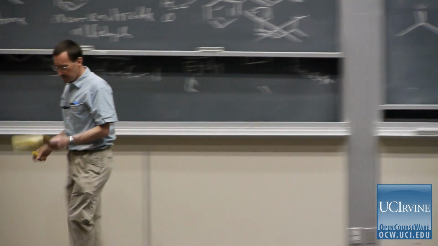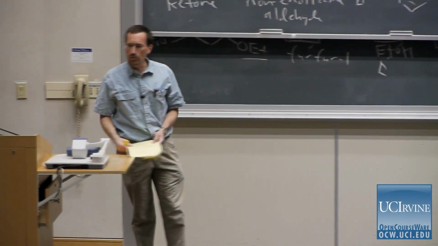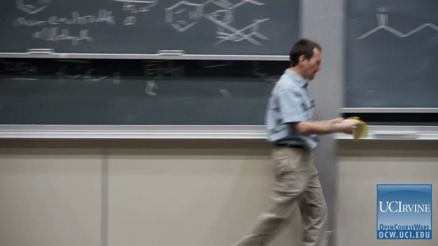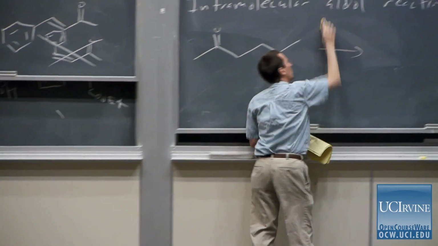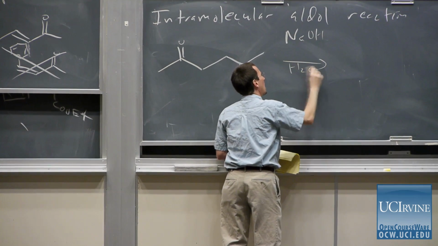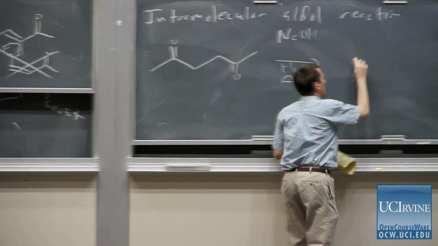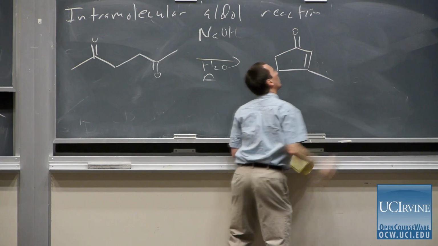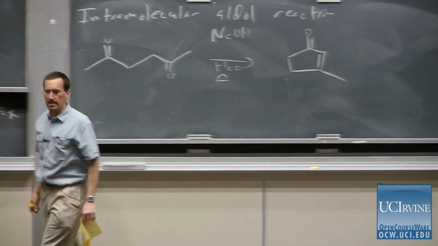So let's take a look at this dicarbonyl compound. It's hexane-2,5-dione, 6-carbon chain with 2 carbonyl groups. Treat it with sodium hydroxide and water and heat, our favorite aldol conditions. And the product of this reaction is this cyclopentanone.